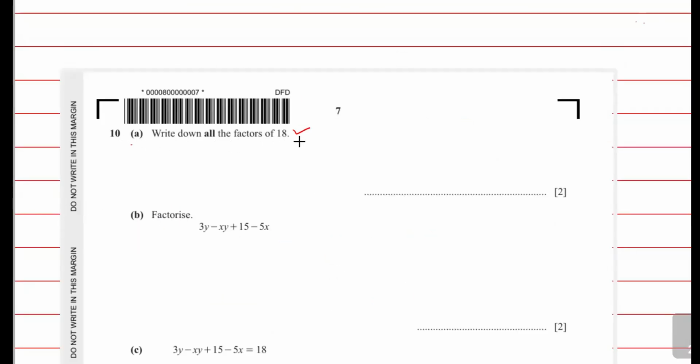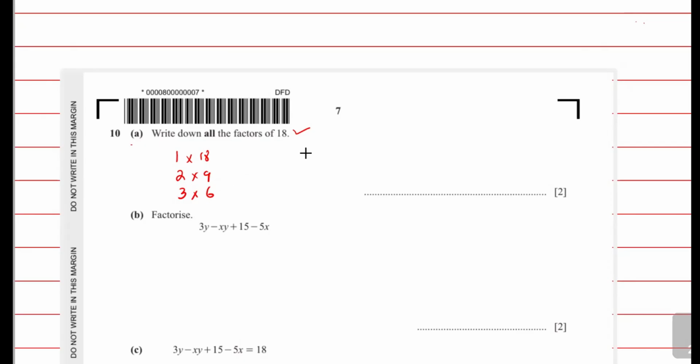Question 10 part A. Write down all the factors of 18. The factors of any number are numbers that divide the number exactly. Look here, the numbers by which 18 is exactly divisible. These numbers are 1: 1 times 18 is 18. Next is 2 times 9 is 18. 3 times 6 is 18.